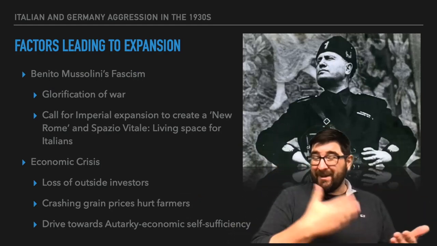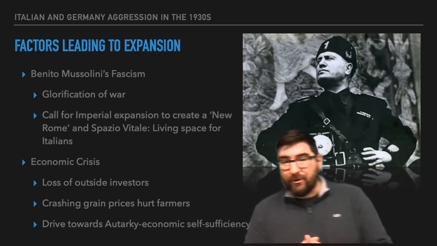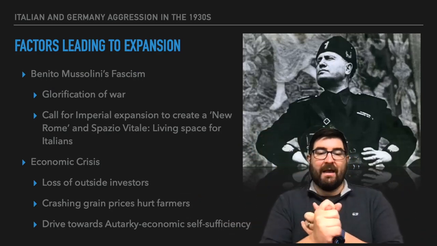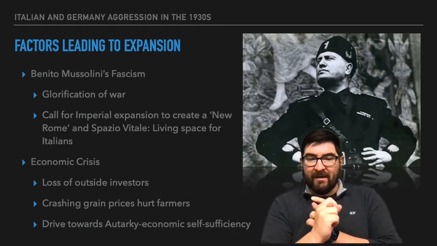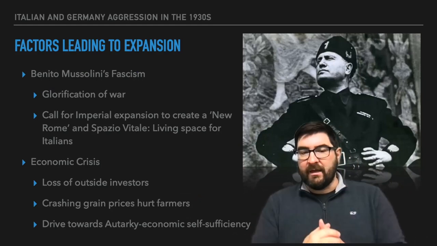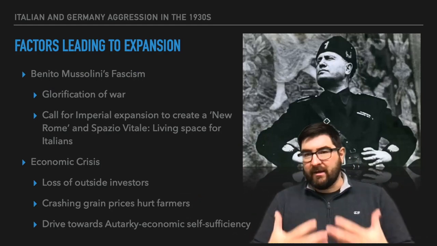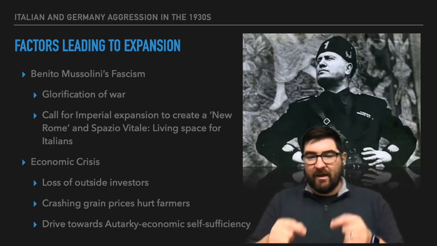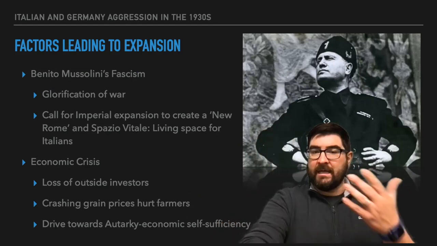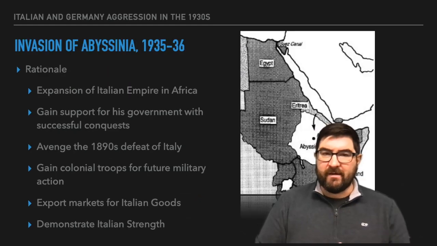It also is coming on the heels of the global economic crisis. Italians are losing outside investors. Prices are falling for Italian grains. And this is pushing Mussolini towards an autarkic philosophy that his country needs to be economically self-sustainable. And he can do this by getting overseas territories.